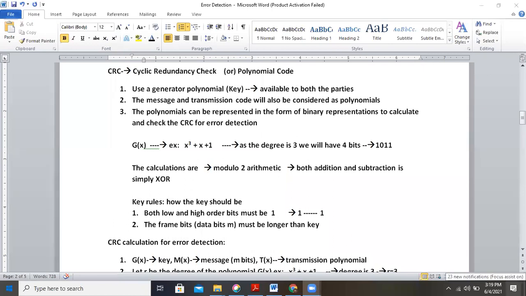So in the last class we were discussing error control, right? In error control there are two types: one is error detection and the second one is error correction. We were discussing error detection, and in error detection the first one is parity check.